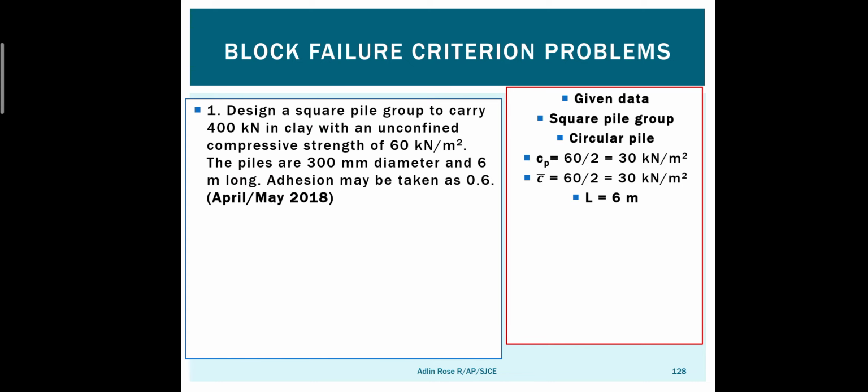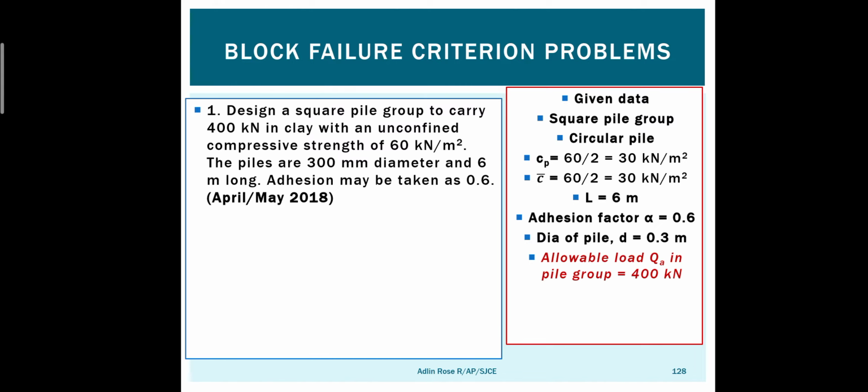Now we have the length of the pile as 6 meter and the adhesion factor alpha equal to 0.6, given in the question. Diameter of the pile, small d, is equal to 300 mm, which is 0.3 meter. Now the allowable load is given. Take the given load as the allowable load. Don't take it as the ultimate load. The allowable load given is 400 kilonewton. So QA is 400 kilonewton.